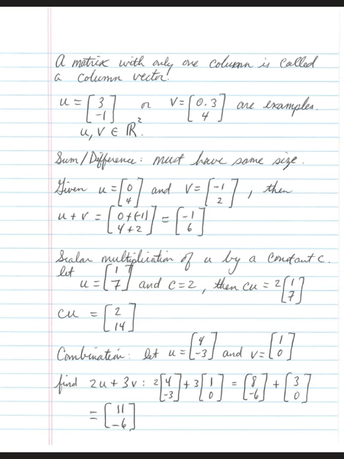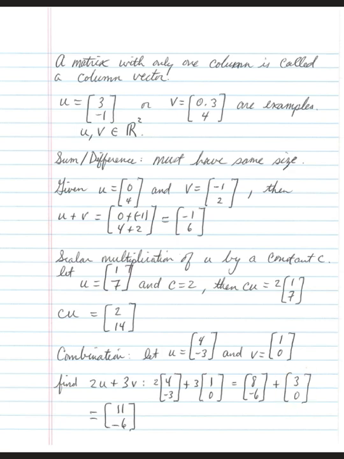If we let u be the column vector 4, -3, and we let v be the column vector 1, 0, then you can find combinations of scalar multiplication and addition or subtraction. 2 times u plus 3 times v. Since u and v are the same size, the addition can be done. Size doesn't matter as far as scalar multiplication. So if we double u, that's going to be 8 and -6. And if we triple vector v, that's going to be 3 and 0.